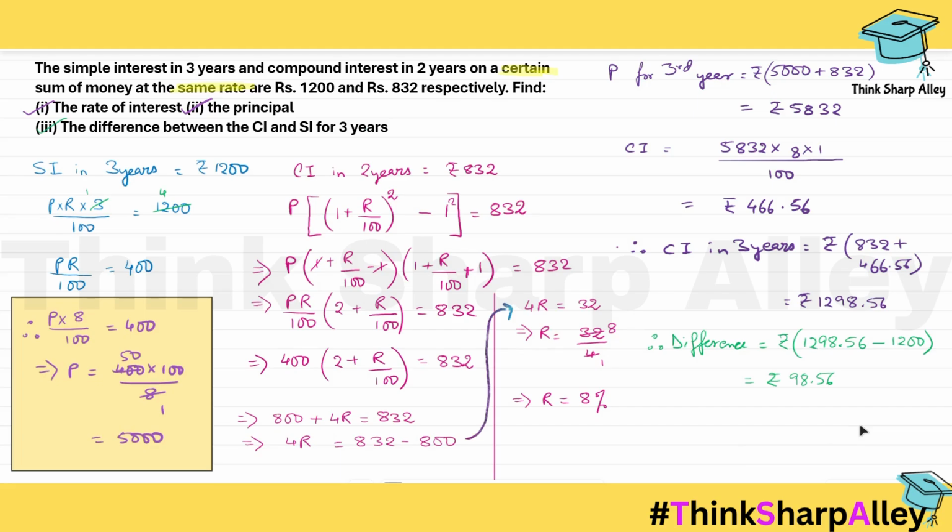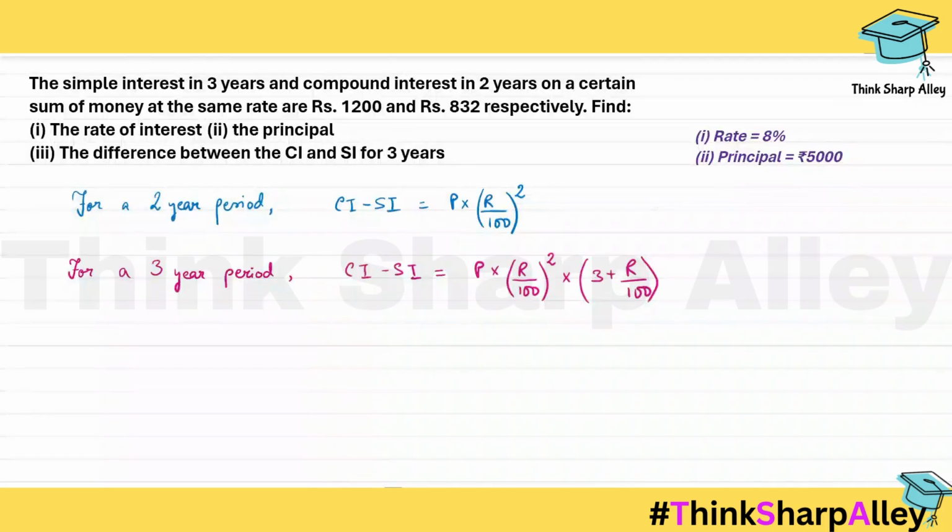Now before we wrap up, let me share a super handy shortcut to check your answer instantly. So if your CI is compounded annually and both CI and SI are on the same principal and same rate as it is in our question, you can use this simple formula. So for a 2-year period, the shortcut formula for finding the difference between CI and SI is P into R by 100 whole square. And for a 3-year period, the formula is P into R by 100 whole square multiplied by 3 plus R by 100.